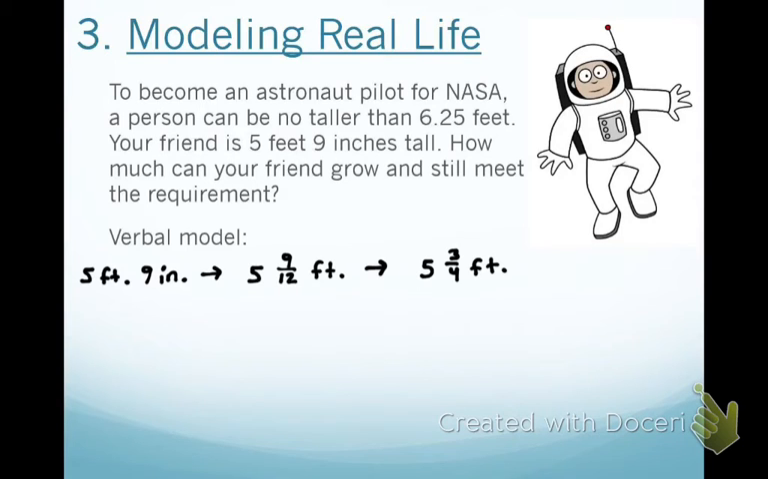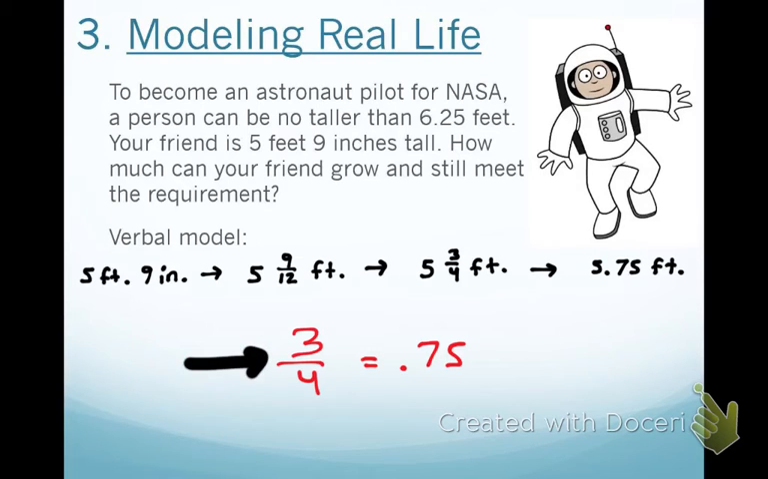Now, I don't want this as a mixed number. Instead, I would like a whole number with a decimal. Does anyone know what 3/4 always equals as a decimal? Abby, what is it? 0.75. Everyone draw the arrow over. This means 5.75 feet. Now, some of you might be saying, how did she figure out that 3/4 equals 0.75? If you don't have that memorized, which really this is a decimal that should be memorized, take your calculators and I want you to put this in your calculator. What does a fraction bar mean?